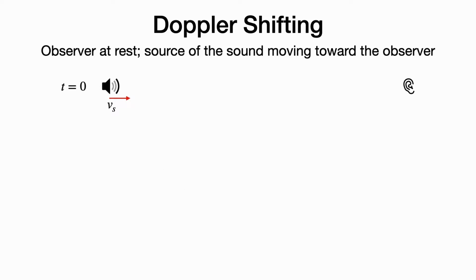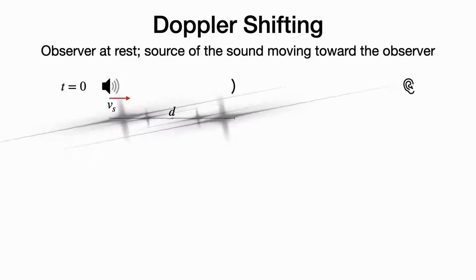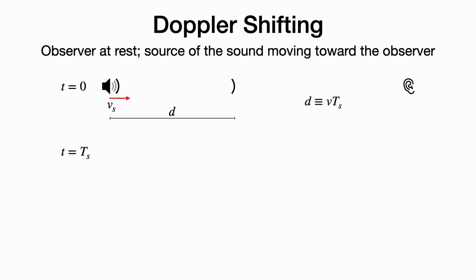Consider the example where the observer is at rest and the source of the sound is moving toward the observer. At t equals 0, the source emits a pulse that travels toward the observer. It travels a distance d during the time interval Ts until the next pulse leaves the source. This distance is the speed of the wave times the wave period Ts. Also, during the same time interval, the source moves toward the observer by a distance ds equal to the speed of the source times the wave period Ts.